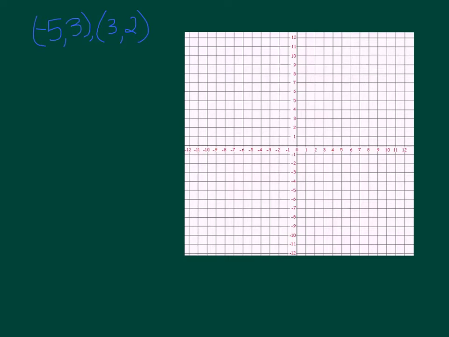Here are 2 more points. I'm going to go ahead and plot them. All right, -5, 3, and then 3, oops, that's supposed to be a -2. Sorry. And then 3, -2. Now connect them.